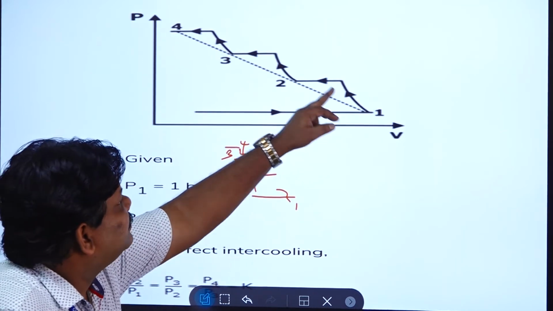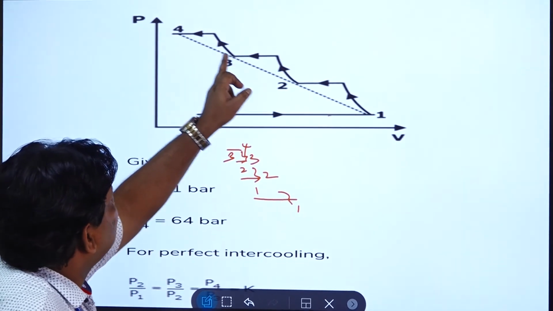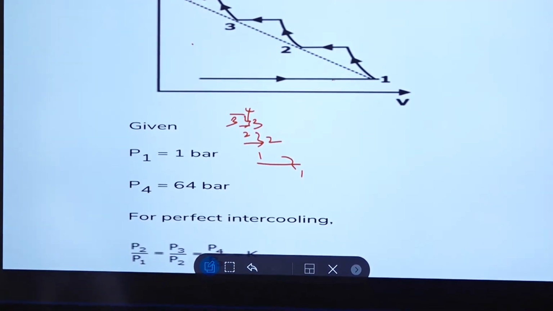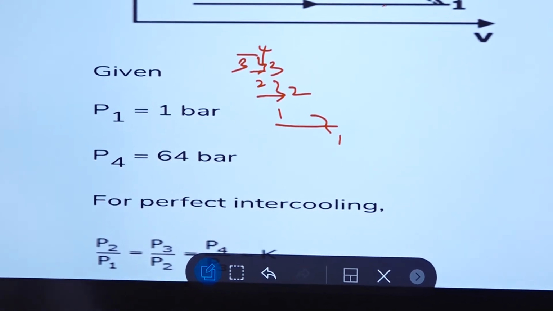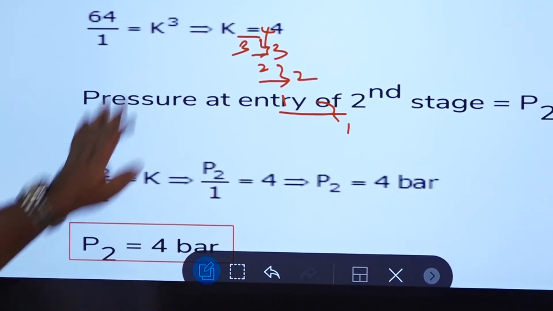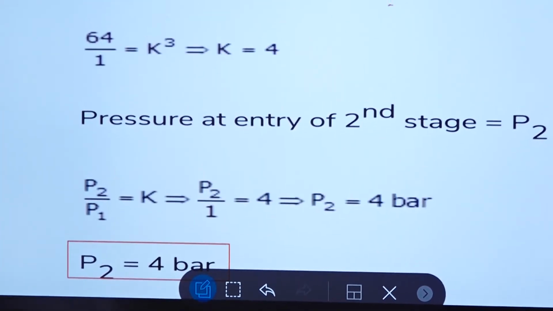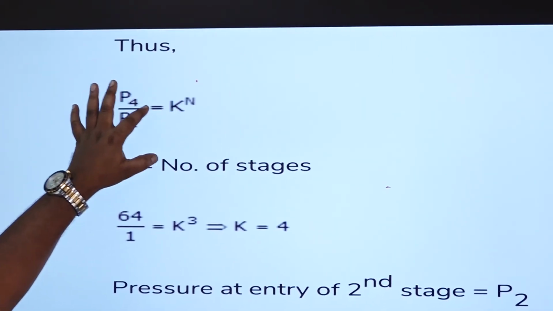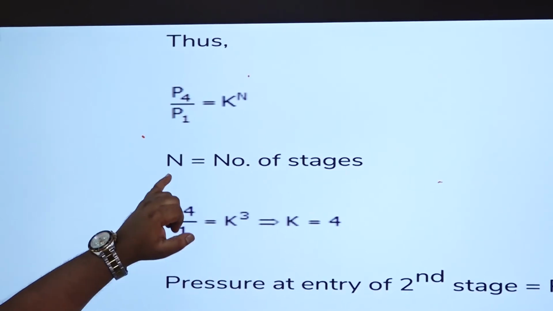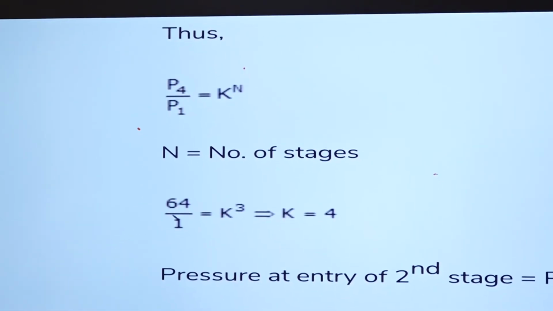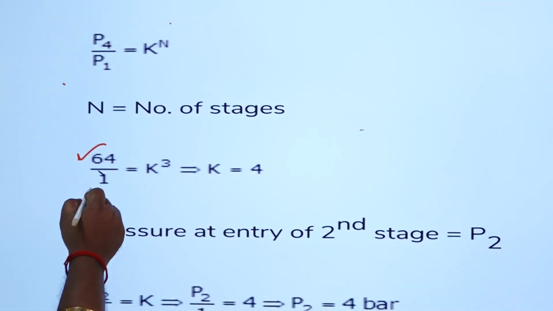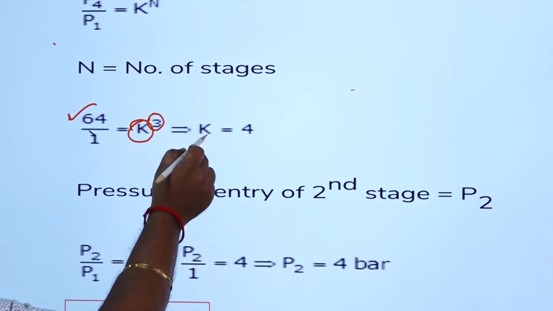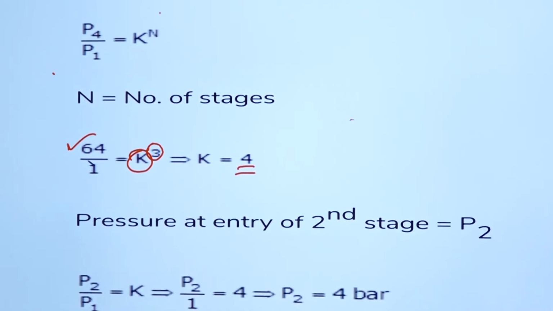This is the diagram which represents 1 to 2, 3, 4. So P2 by P1 is equal to P3 by P2 is equal to P4 by P3, that is equal to K, where N is the number of stages. Already we know this equation, that P4 by P1 is equal to K power N. P4 is known to you, it is 64 divided by 1 is equal to K power, number of stages is 3. So then you can get the value of K as 4.